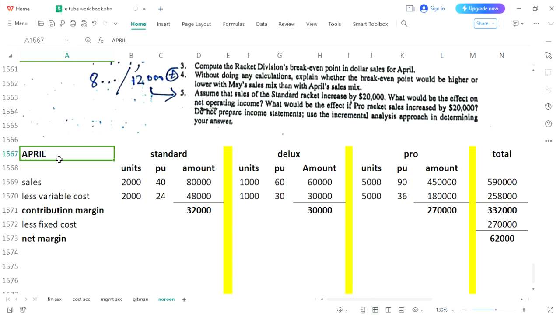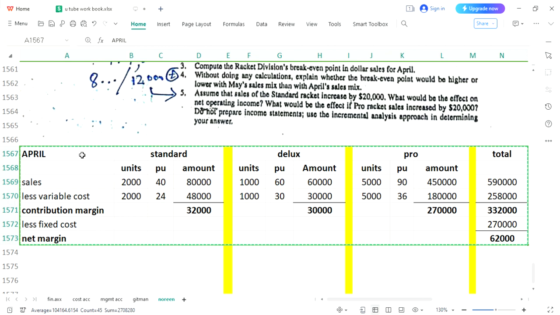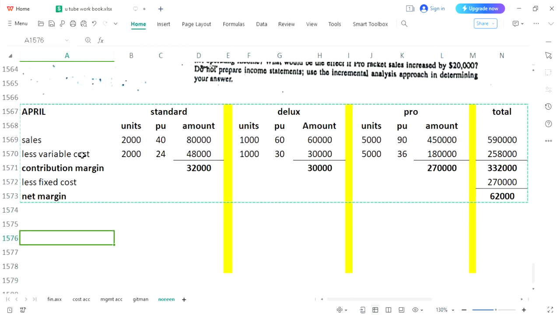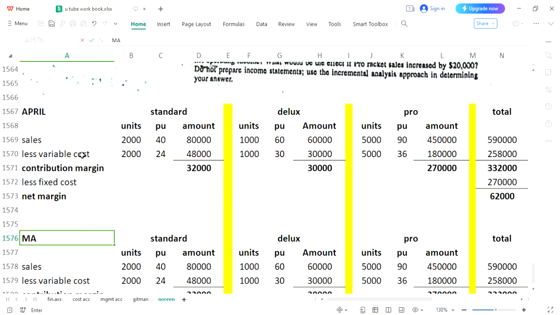So we are doing the same thing for May as well. For May, what I am doing that is little easy for me. I will take everything from here and I will use it for making income statement for May. Just by changing the names, instead of April, I'm going to make income statement for May.